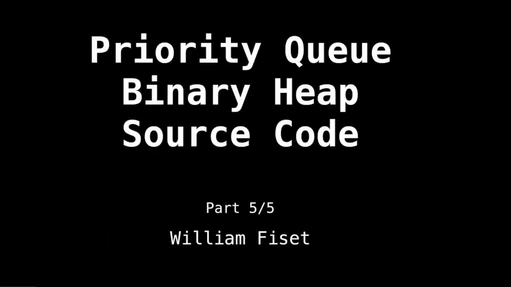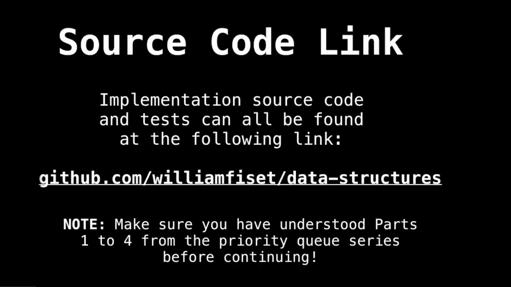This is part 5 of 5 in the priority queue series, and we're going to have a look at some source code for the priority queue today. If you want the source code, here's a GitHub link with all the data structures in the series. The priority queue is one of them. Also make sure you've watched parts 1 to 4 so you can actually understand what's going on. Alright, let's dive into the code.